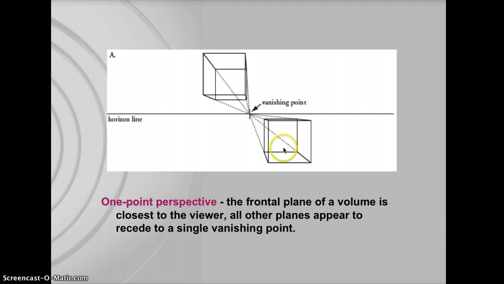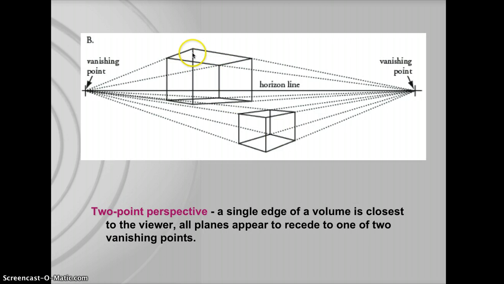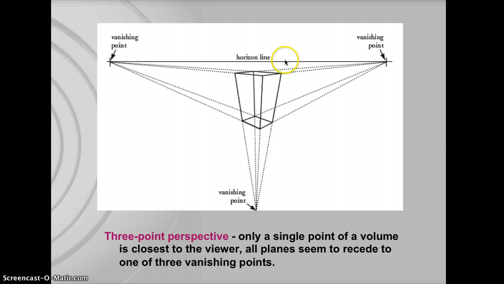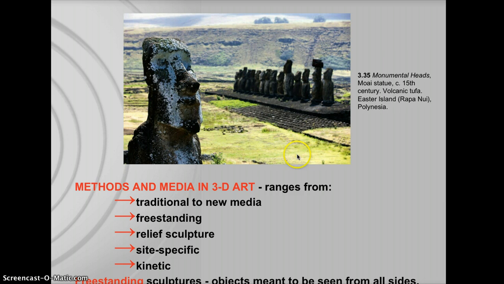Here we have 1-point perspective. The front plane is flush with us, it's parallel with the viewer. 2-point perspective, you're looking at the corner edge, and then the two side planes go off towards the vanishing points. 3-point perspective, another way of thinking about it is bird's eye view or frog eye view. And so that third vanishing point will be above or below the horizon line.